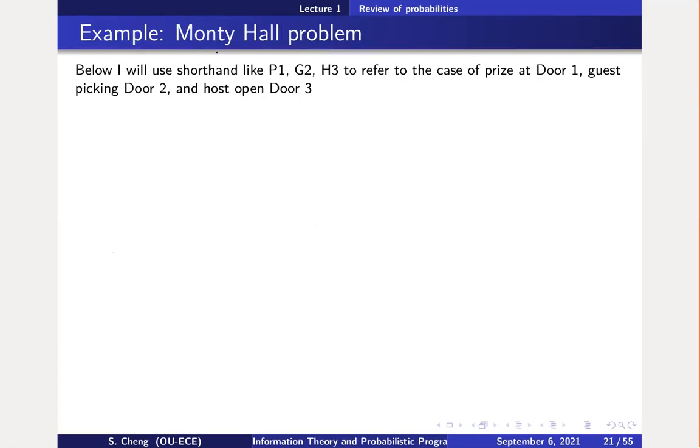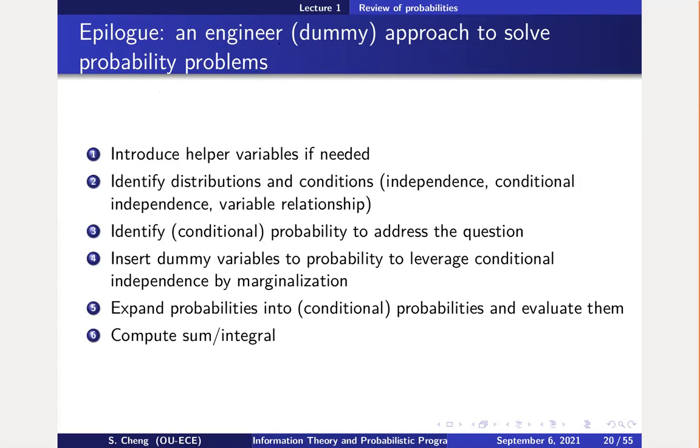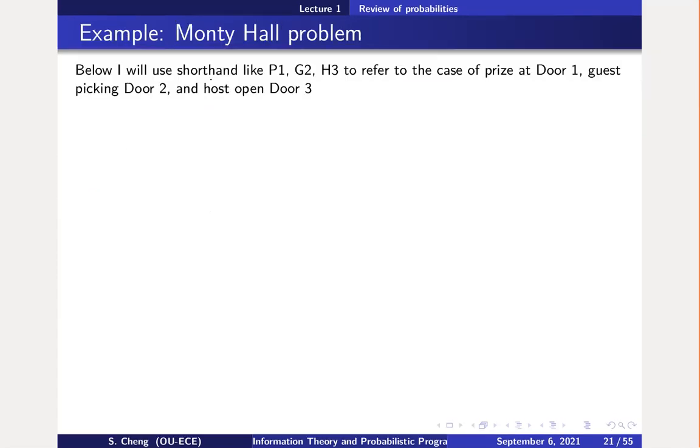So if I go back to this example and use my proposed dummy approach to solve this probability problem, I first think about what the random variables are. As I mentioned, I will use shorthand notation. P1 is the prize at door one, G2 is the guest picking the second door, and H3 is the host opening the third door, let's say.